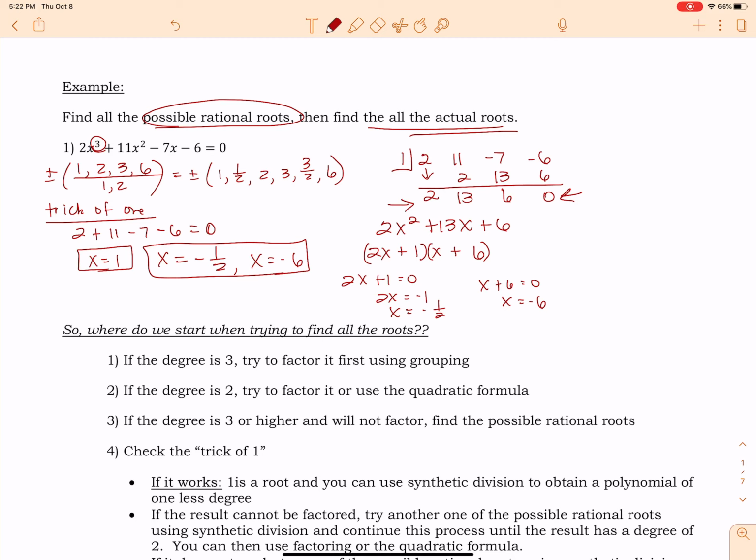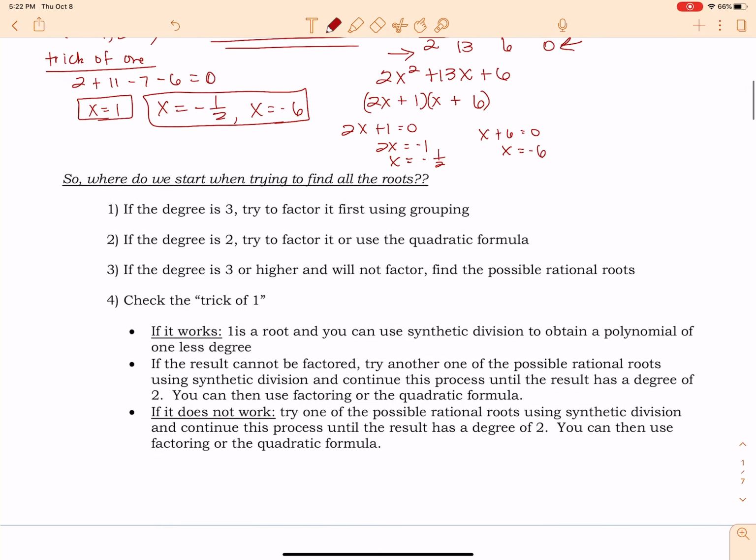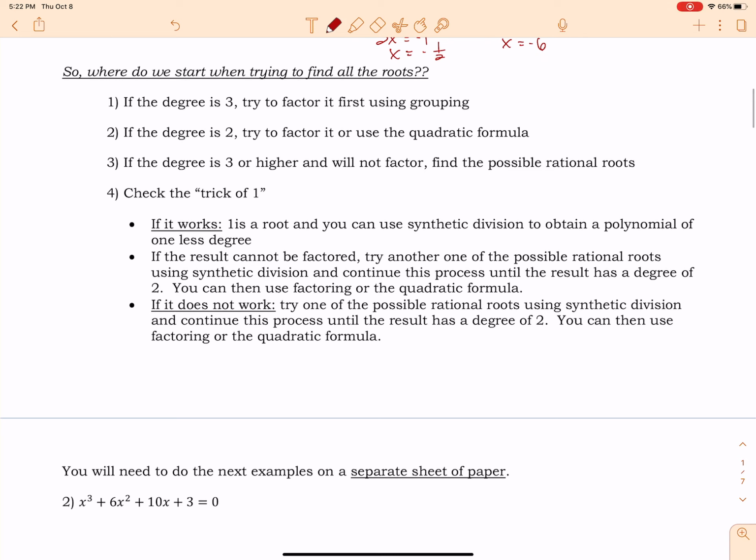All right, so where does my possible rational root theorem come in? Why do I have to do these? Well, I'm about to show you. So if you will look down here, I've got some information for you. So where do we start when trying to find all the roots? Well, here's the thing. If we've got a degree of 3, we can try to factor it using grouping. More than likely, that's not going to work, but it can sometimes.